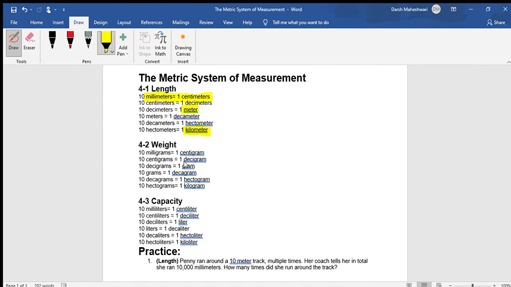Now on to weight. 10 milligrams equals 1 centigram. 10 centigrams equals 1 decigram. 10 decigrams equals 1 gram. 10 grams equals 1 decagram. 10 decagrams equals 1 hectogram, and 10 hectograms equals 1 kilogram. Same idea, you keep multiplying by 10 to reach whichever one you want. But the common ones here would be milligrams, not centigrams like how here it's centimeters, but just gram and kilogram.